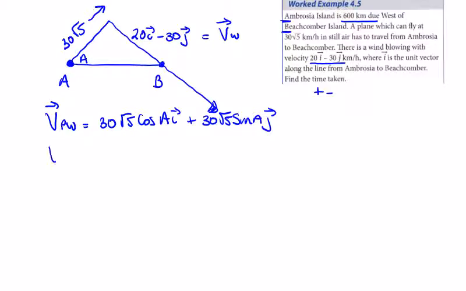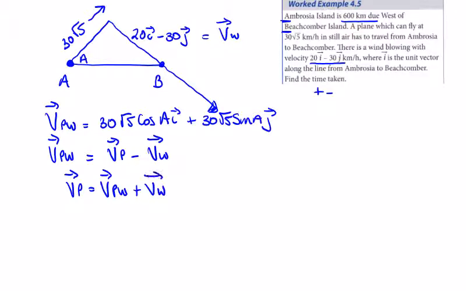So we know that the velocity of the plane relative to the wind is the velocity of the plane minus the velocity of the wind. So if we want the velocity of the plane, it's going to be the velocity of the plane relative to the wind plus the velocity of the wind this time. And we have these two, so we're going to add these two together.